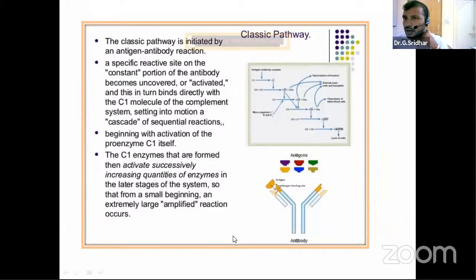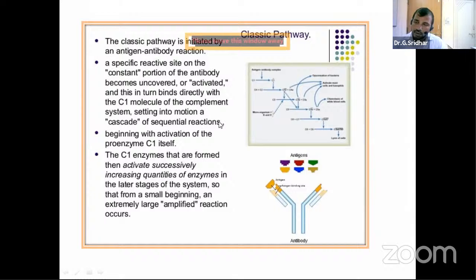Then the classical pathway is initiated by the antigen-antibody reaction. That's why we call this the antibody-dependent pathway. A specific reactive site on the constant portion of the antibody becomes uncovered or activated, and this in turn binds directly with the C1 molecule of the complement system, setting into motion a cascade of sequential reactions.